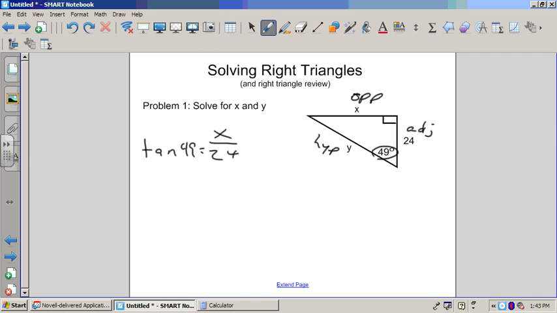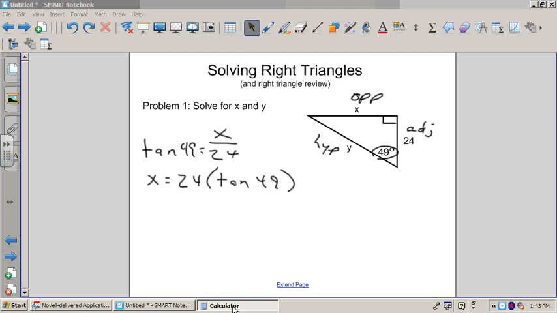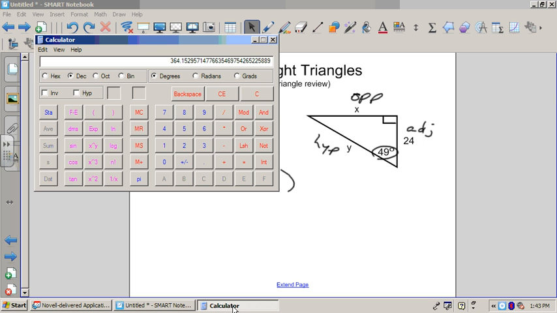All right, so x is equal to 24 times the tangent of 49 degrees. What is 24 times the tangent of 49 degrees? Let's find out. We're going to round this to the nearest tenth.